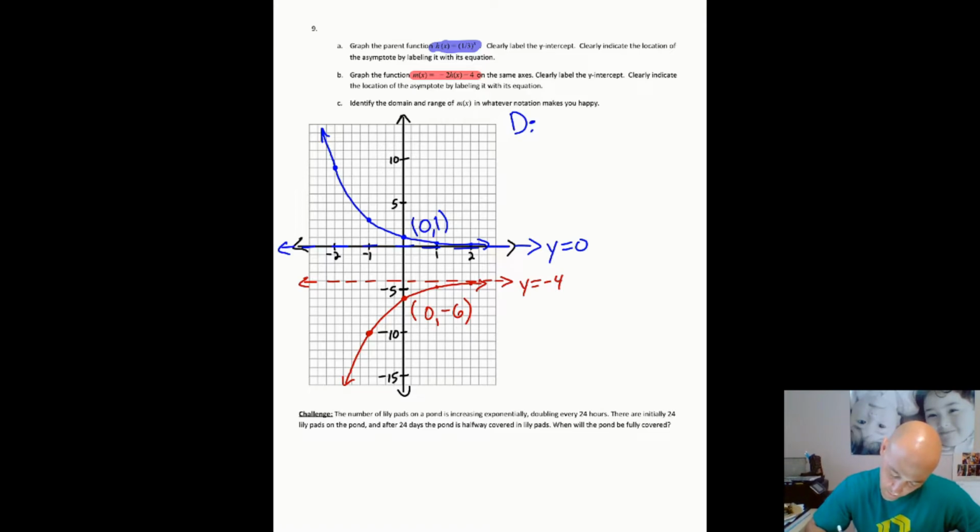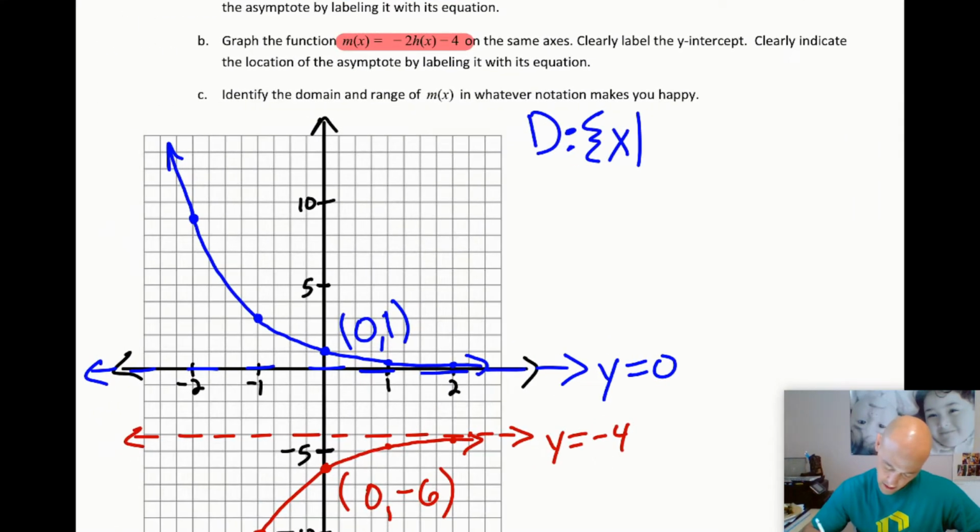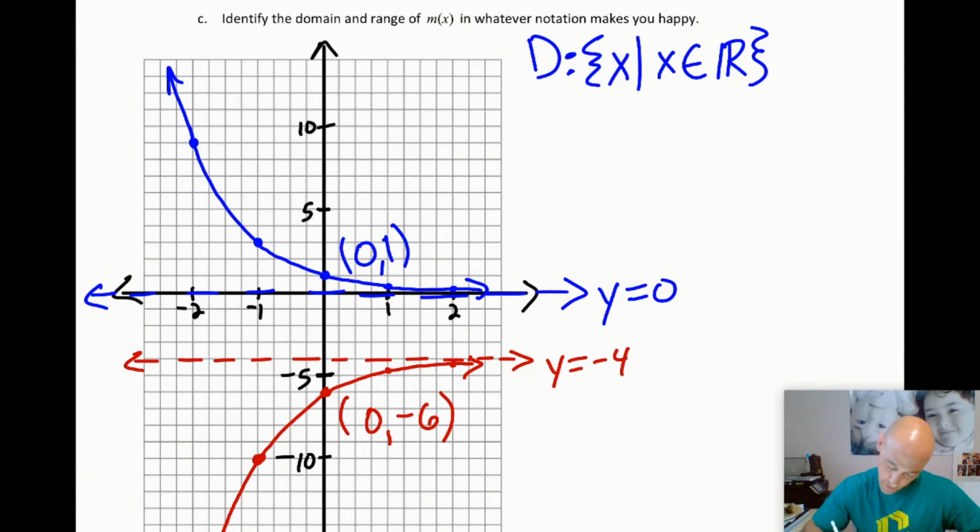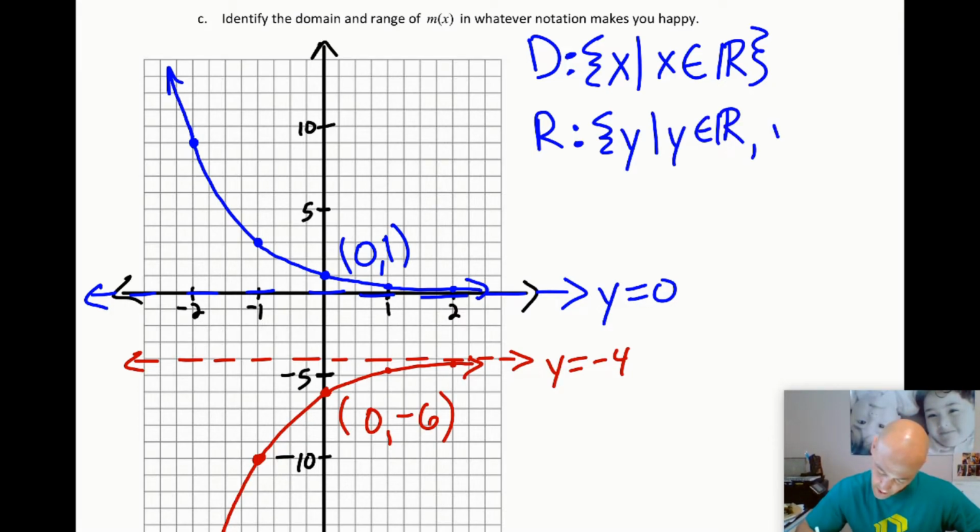So the domain is x such that, well, it goes from -infinity to +infinity, so x is in the real numbers. It can be any real number. The range is y such that y is also in the real numbers, but y is restricted to numbers greater than 0. And it can't be equal to 0, because that's the asymptote, and it can never equal the asymptote.